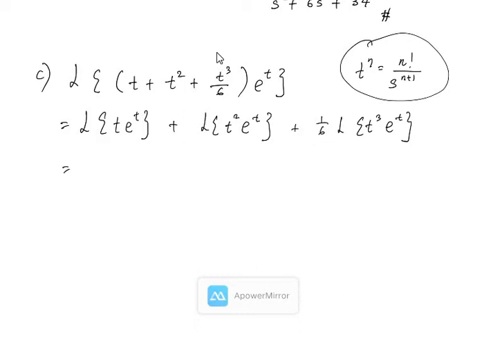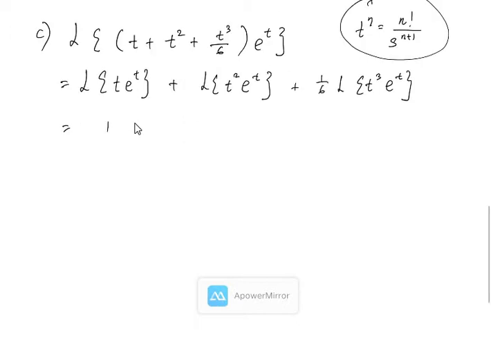So again, for t we get 1 factorial divided by s power of 2, and then we have the exponent t. Based on the first shift theorem, we get s minus 1, because it's 1t. Therefore, we get 1 over s, and then the s you change to s minus 1.